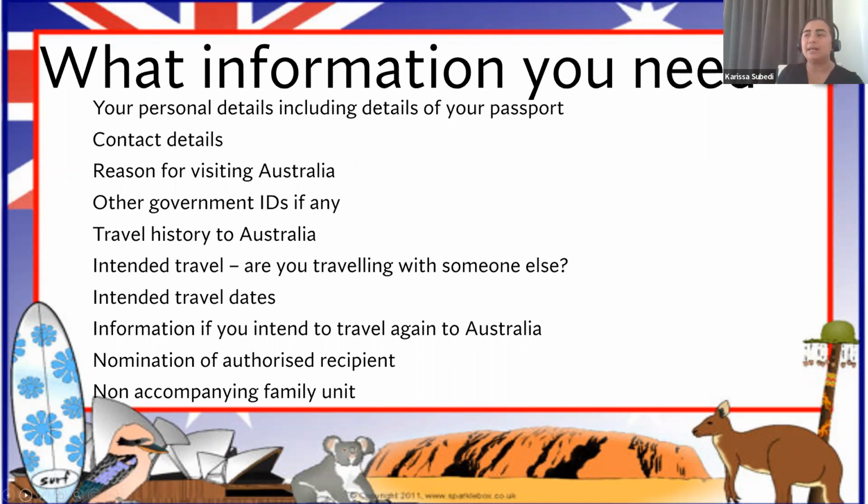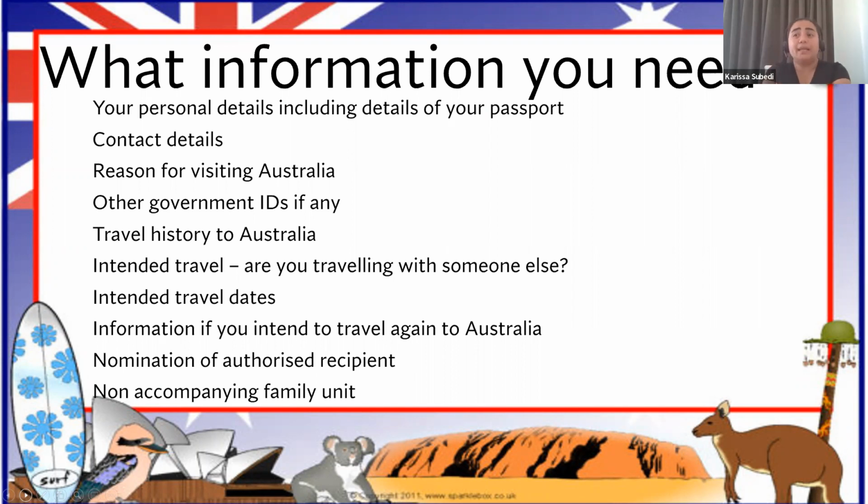I think this is a very good question, because if you say that, yes, you probably would travel again to Australia for certain reasons, the Department of Home Affairs may consider that, and they might give you a multiple entry visa. However, if you don't have any intention to come back to Australia again, then you have to be honest with your answer as well.